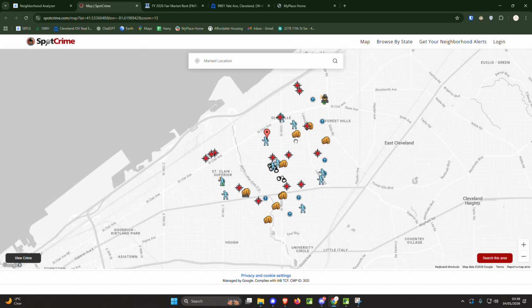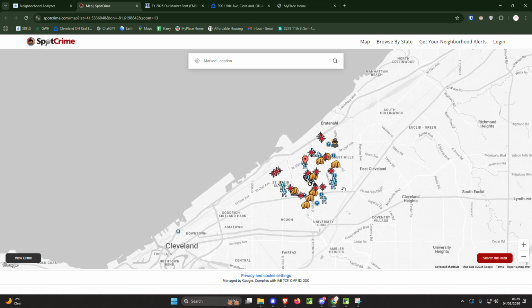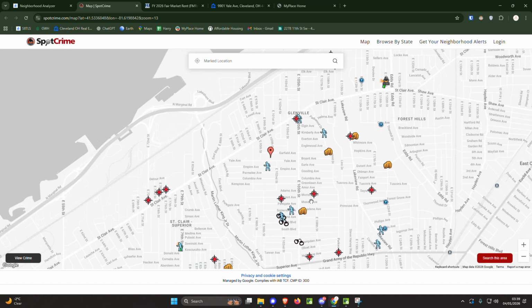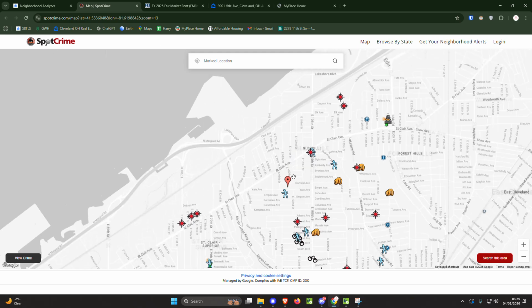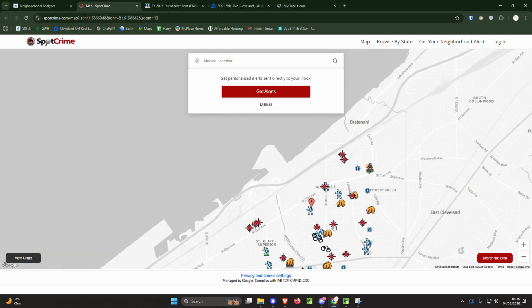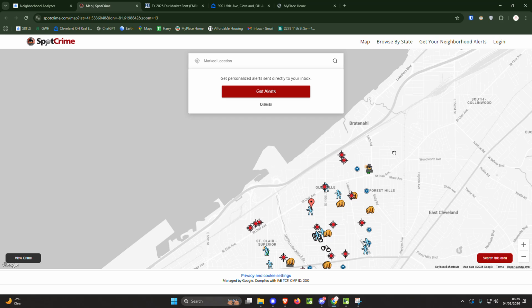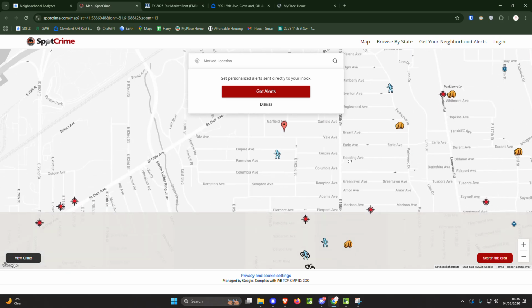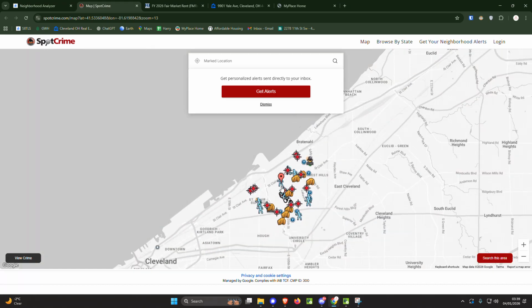Next thing you want to check, okay, yeah. So basically you want to check spot crime and look for shootings and burglaries. So you can see all these red things are shootings. You don't want any shootings or any burglaries on your road. There isn't any on our road. We're actually in a bad area. East Cleveland is a terrible area. This whole section here is terrible, and I would never buy in here.